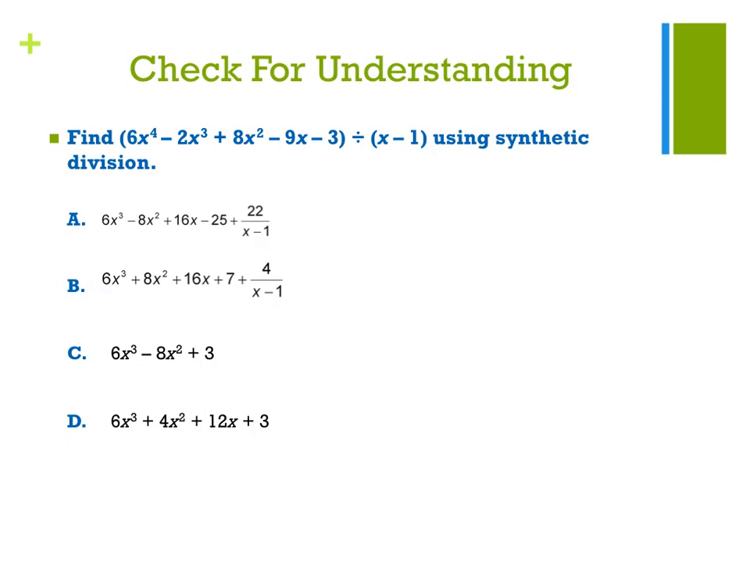All right, it's time for you to check your understanding of synthetic division. I need you to find the quotient for 6x to the fourth minus 2x cubed plus 8x squared minus 9x minus 3 when you divide it by x minus 1 using synthetic division. You have 4 choices, A, B, C, and D. Go ahead and complete your work in the space provided here or on your paper, and then select your answer.